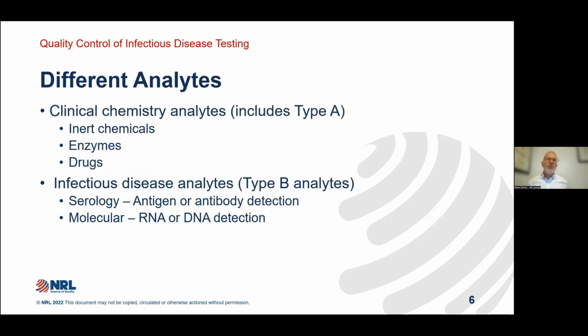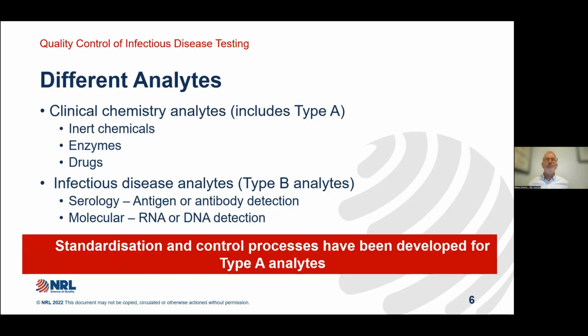For clinical chemistry analytes, we're looking at inert chemicals, like I said, glucose, potassium, urea, enzymes, like cardiac enzymes, or drugs of abuse or therapeutic drugs. In infectious diseases testing, we're looking for antigens or antibodies, or RNA or DNA associated with that organism. All of the methods that are published for the standardization and control of testing have mainly been developed for Class A analytes, so for inert chemicals.